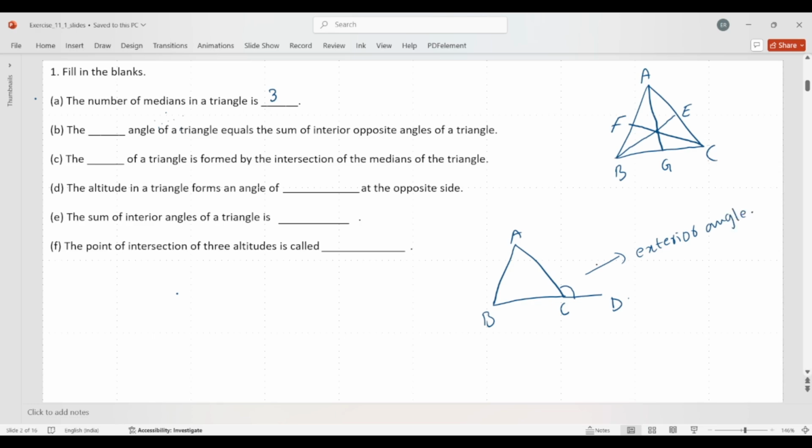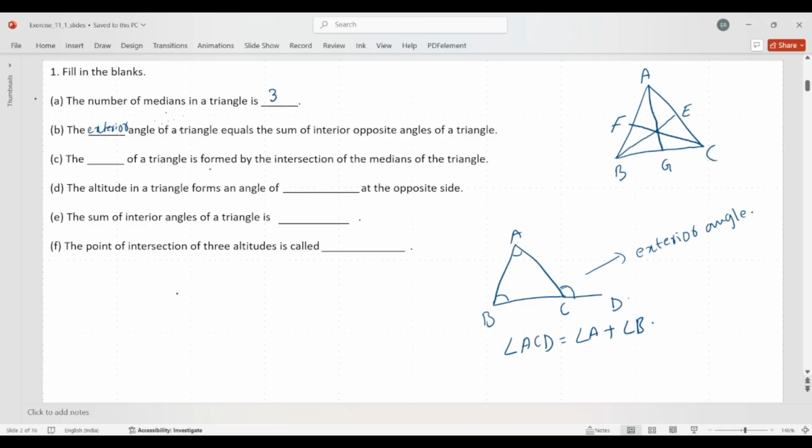Exterior means outside. Okay, so the measure of this angle will be equal to the sum of the interior opposite angles. So its interior opposite angles will be angle A and angle B. So that means angle ACD is equal to angle A plus angle B. This is exterior angle property. So that means here the exterior angle of a triangle equals the sum of interior opposite angles of a triangle. So we will write here exterior angle.